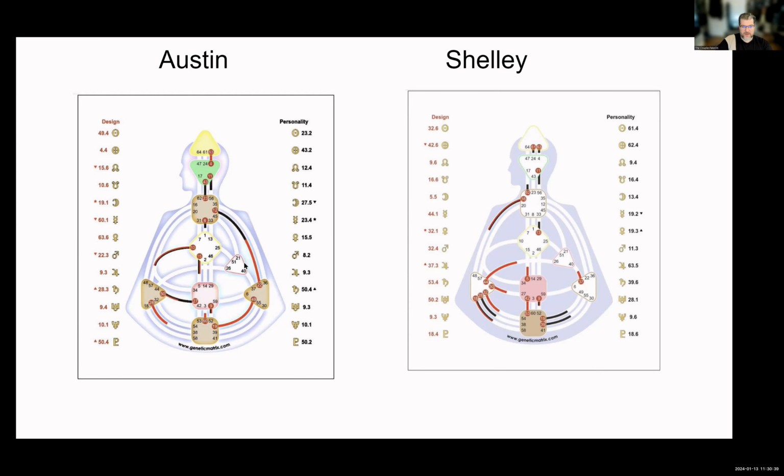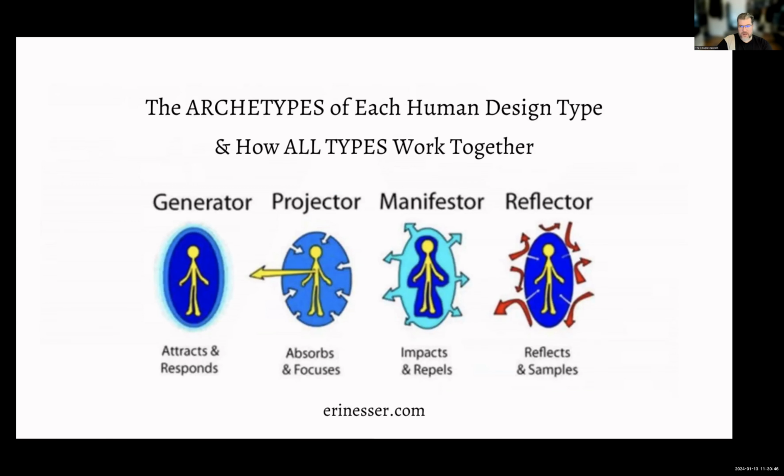I think overall, let me go back. I think kind of looking at these types of, okay, a generator, a projector, a manifestor, and reflector, and you just think about it and you're like, I wonder which one I am. Or which one could I be? And think about that and then look it up and take a look.